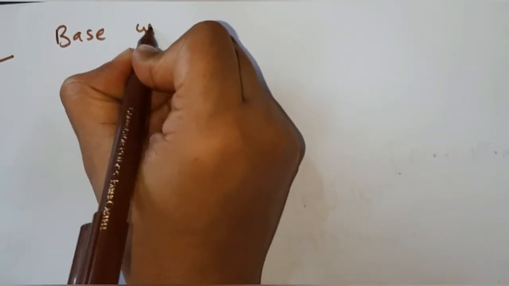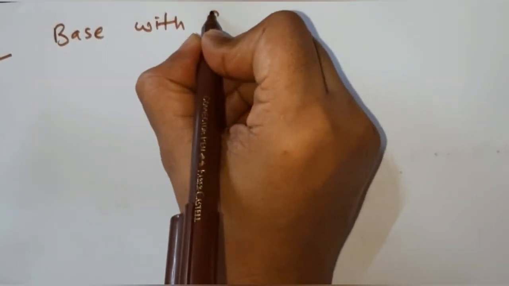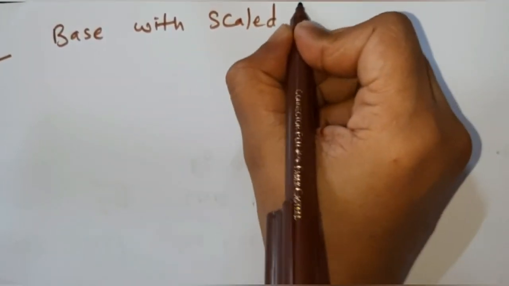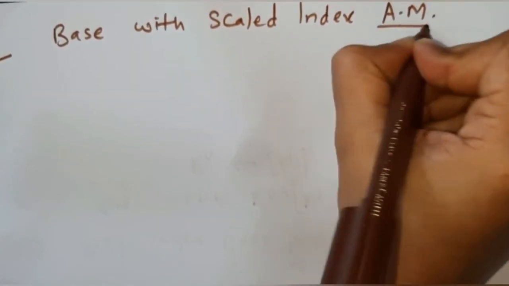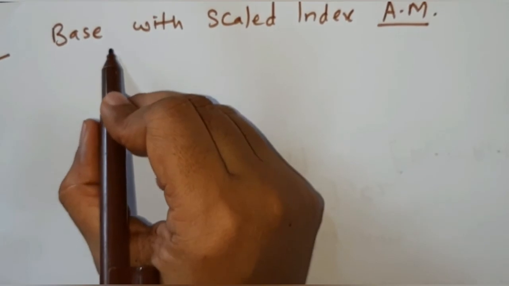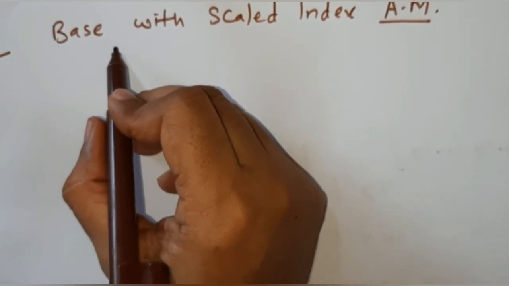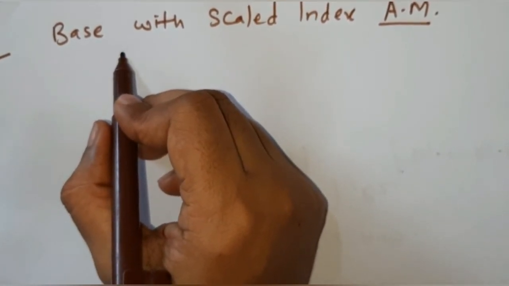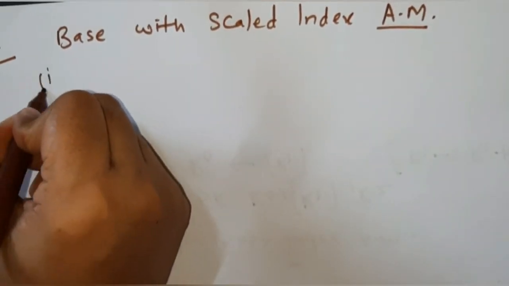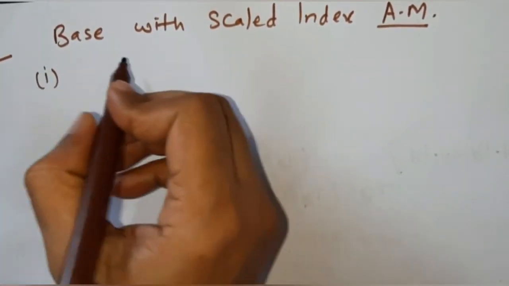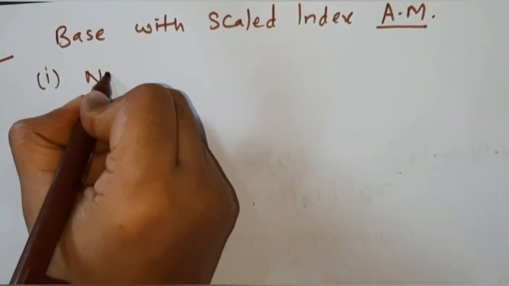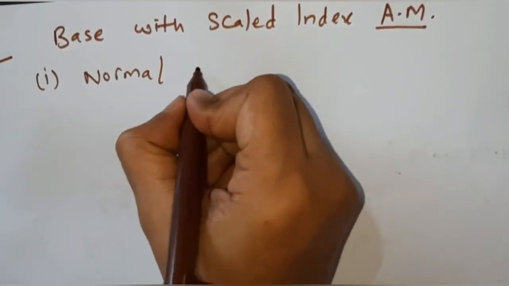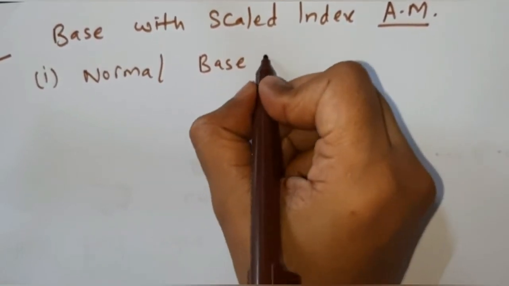Next is base with scale index addressing mode. In this case, scaling on the base register is done with logical operators. Again there are three types of base with scale indexing. The first type we are taking is normal base with scale indexing.